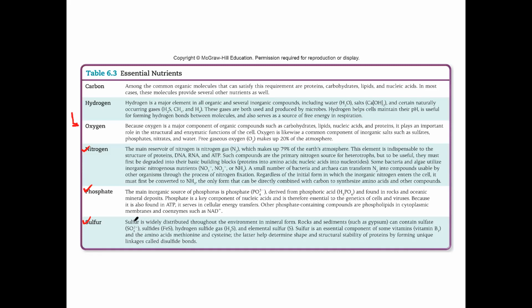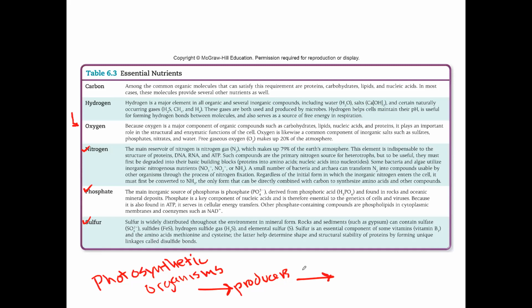And then the other organisms live off what the photosynthetic organisms make, right? In most ecosystems, the photosynthetics are what are called producers, right? And what feeds off the producers? Consumers, okay?